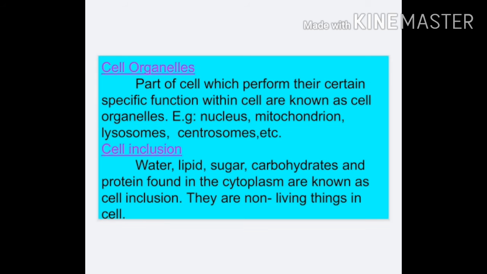Now let's read about another topic, cell organelles. The organelles are the parts of the cell which perform certain specific functions within the cell. Okay, some examples of cell organelles are nucleus, mitochondrion, lysosomes, centrosomes, etc. Water, lipid, sugar, carbohydrate, and protein found in the cytoplasm are known as cell inclusions. They are non-living things in the cell. These two, cell organelles and cell inclusions, are found in both animal and plant cells.